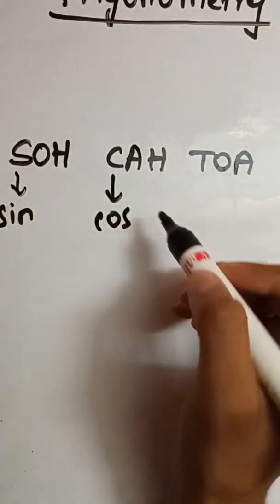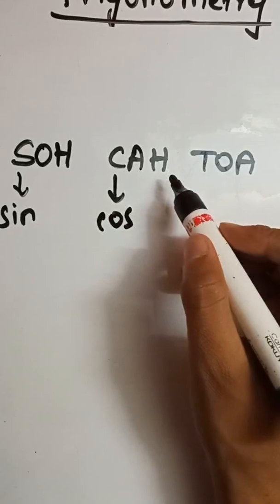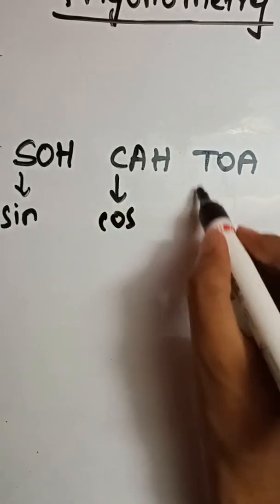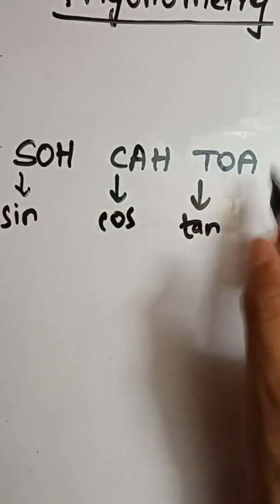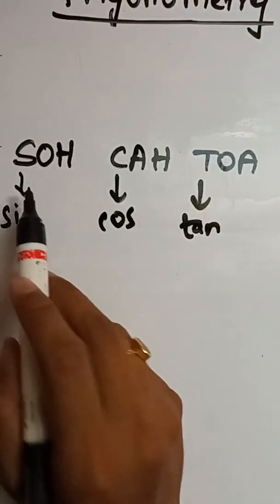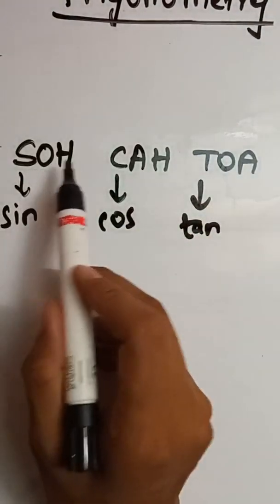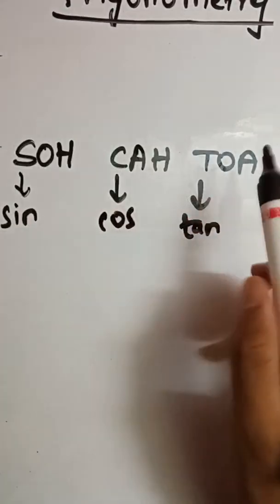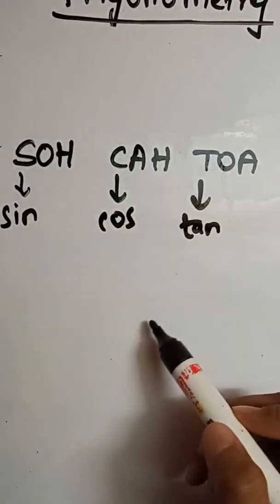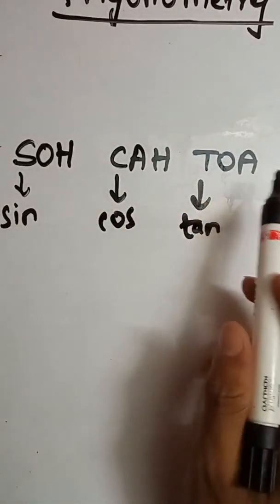C is here cos. So cos is adjacent upon hypo. Okay, and this T means tan. Tan is opposite upon adjacent. Okay, so ka toa. Sine opposite upon hypo, cos adjacent upon hypo, tan opposite upon adjacent. Okay, so this is how you can remember.